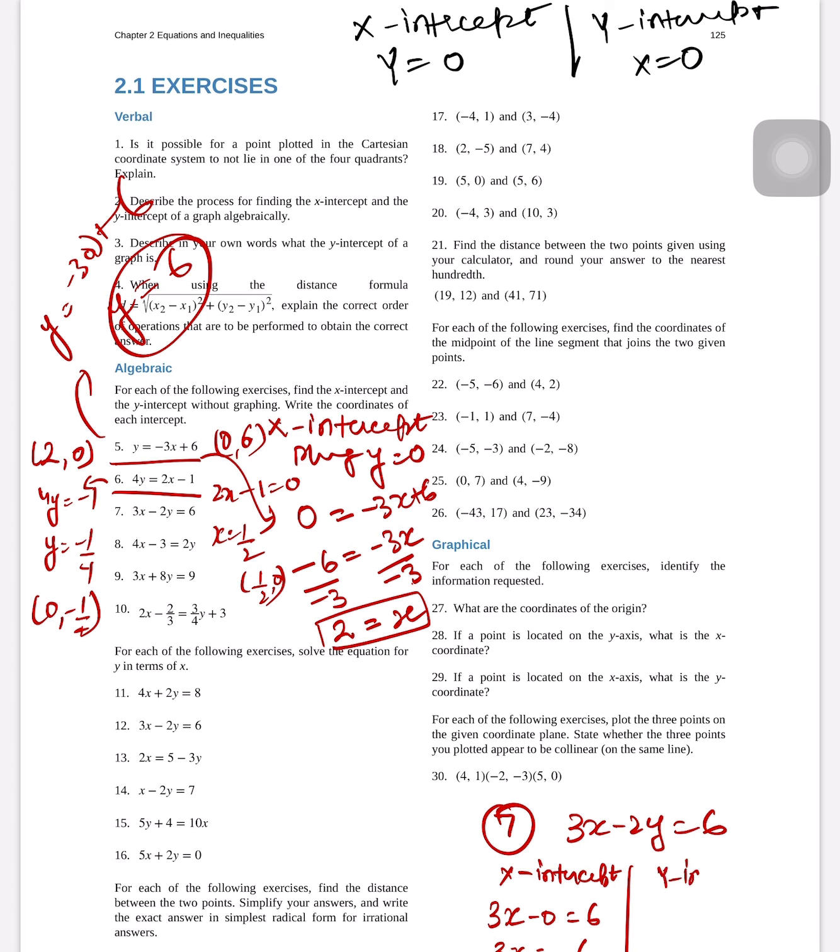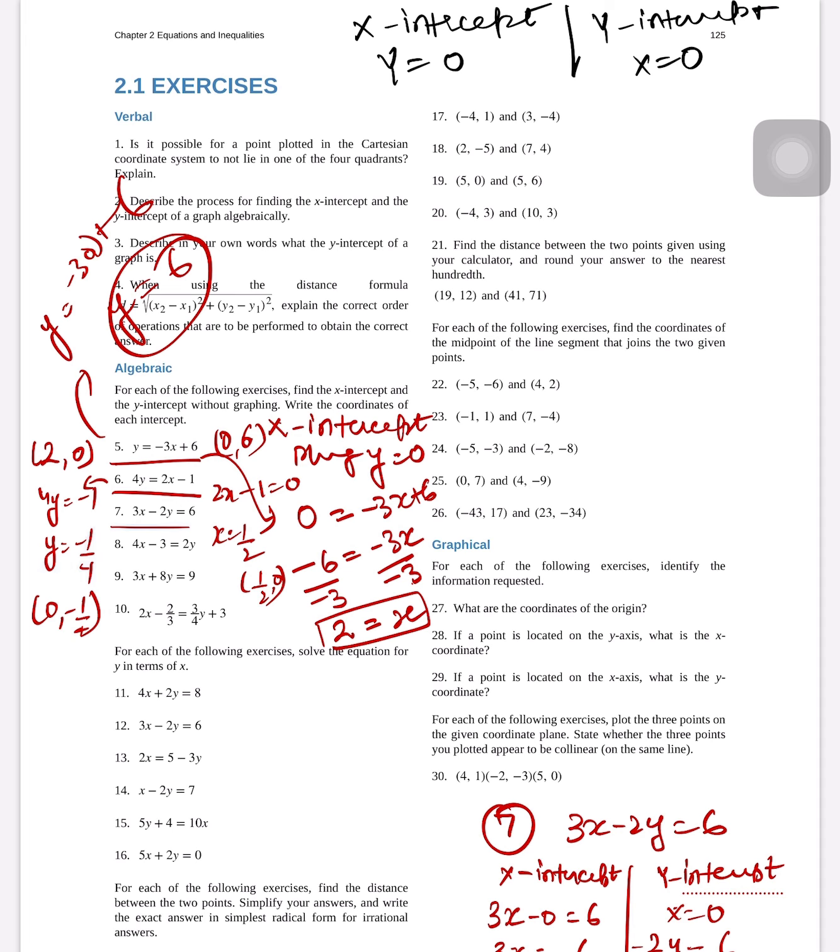For the y-intercept, for the x-intercept you have to plug in y equals 0. For the y-intercept you have to plug in x equals 0. So that gives you negative 2y is equal to 6. So y is equal to negative 3. So the y-intercept is (0, negative 3). So this is how you can solve the rest of the questions by yourself.